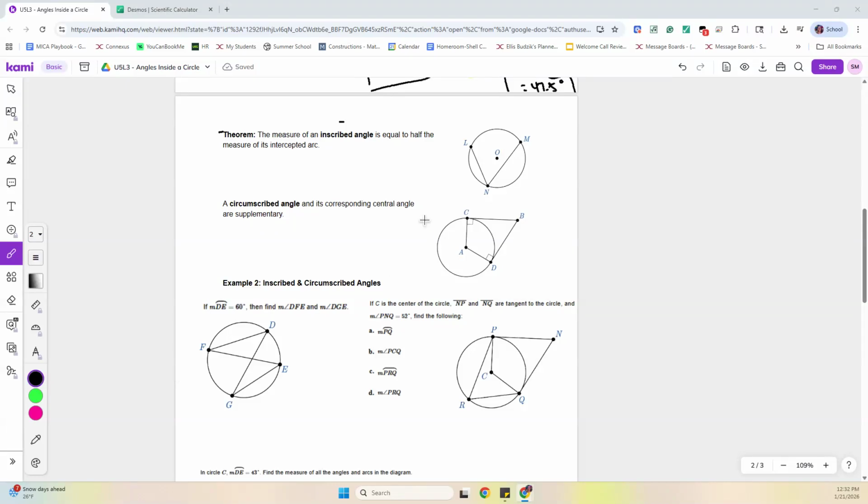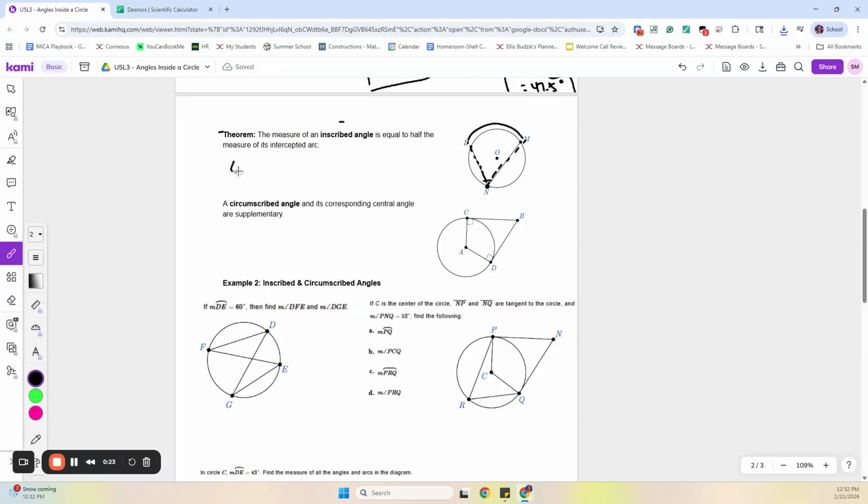Next, we have a theorem, and the theorem says the measure of an inscribed angle is equal to half the measure of its intercepted arc. So that's kind of what we were just talking about. So if I have an inscribed angle where this angle is laying on the circle right here, the arc that it opens to, so here it is opening to arc LM, it's going to be half the measure of that arc.